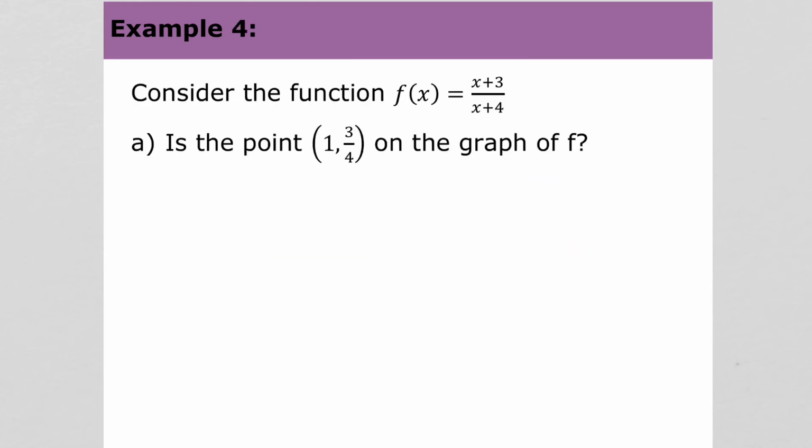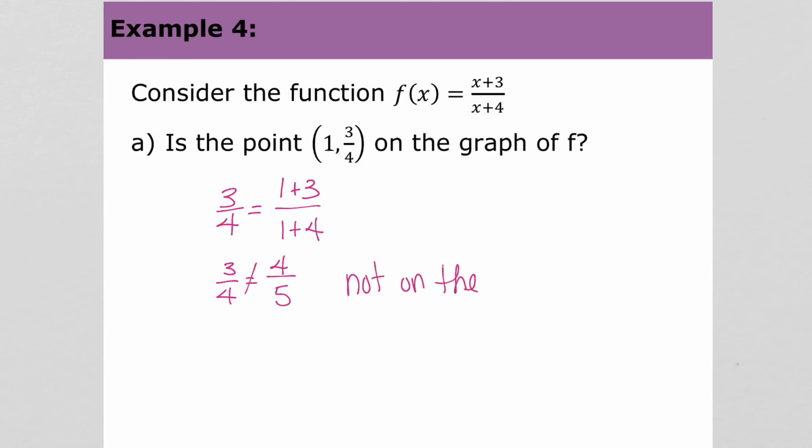Determine if this point is on the graph of f. To do that, we plug in the point and see if we get a true equation. So f of x, remember that's the y value. So the y value is 3/4, so we plug that in for f of x. And then our x value is 1, so (1 plus 3) over (1 plus 4). 1 plus 3 is 4, and 1 plus 4 is 5. Guess what? This is not equal. That means that the point (1, 3/4) is not on the graph.